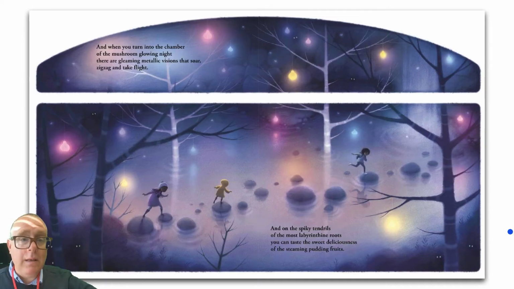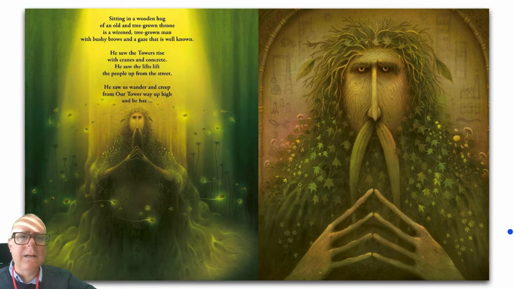And when you turn into the chamber of the mushroom-glowing night, there are gleaming metallic visions that soar, zigzag and take flight. And on the spiky tendrils of the most labyrinthine roots, you can taste the sweet deliciousness of the steaming pudding fruits. Sitting in a wooden hug of an old and tree-grown throne is a wizened tree-grown man with bushy brows and a gaze that is well known.